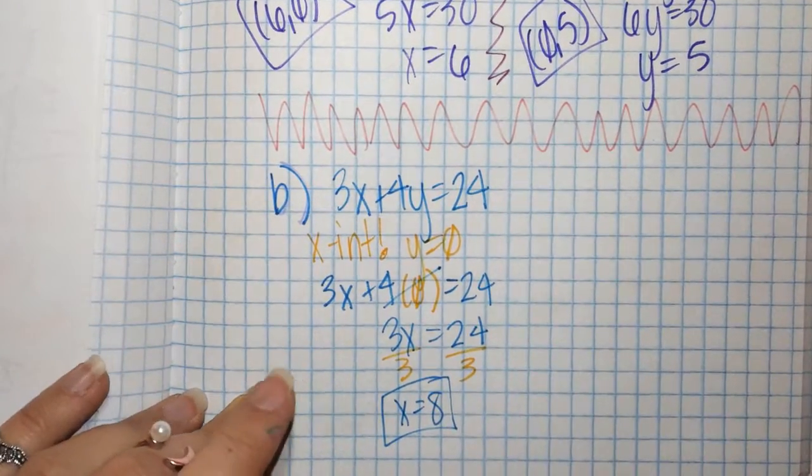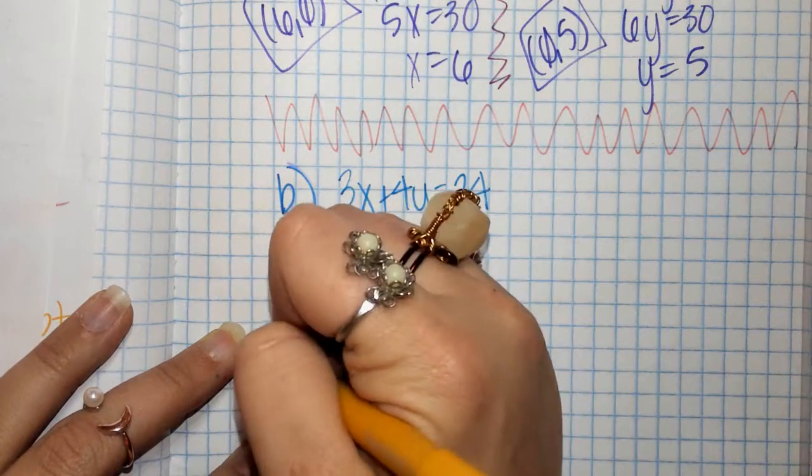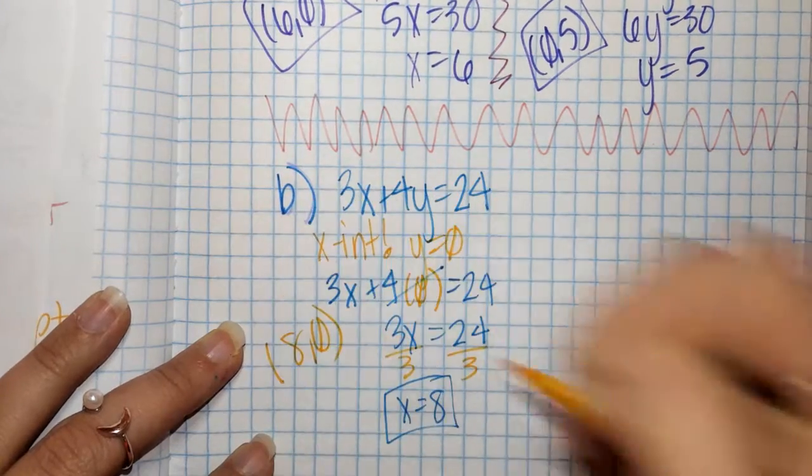Alright. Do we write it as a coordinate? And what is our coordinate? 8, 0. Other way around. So close.